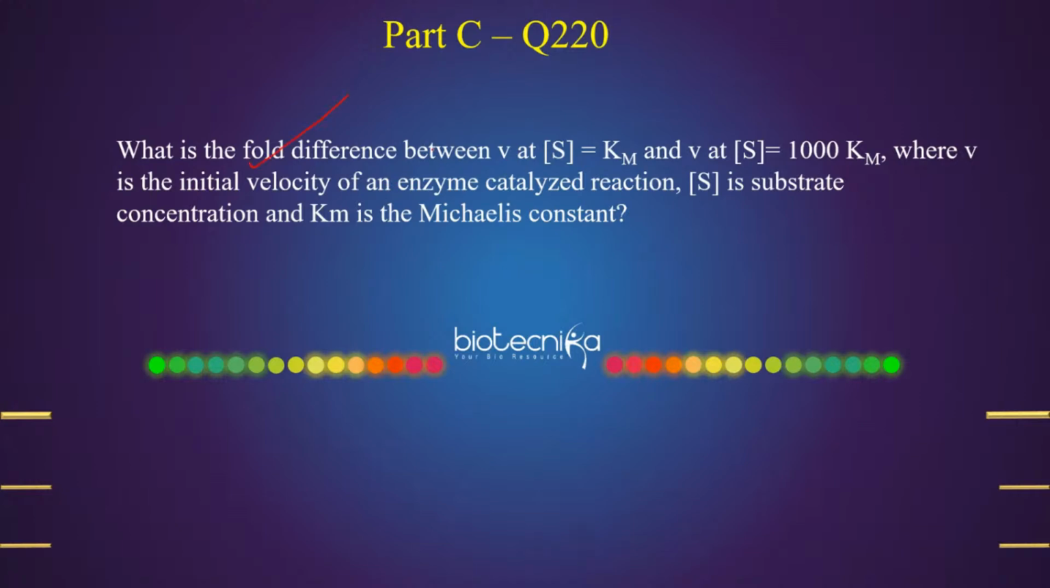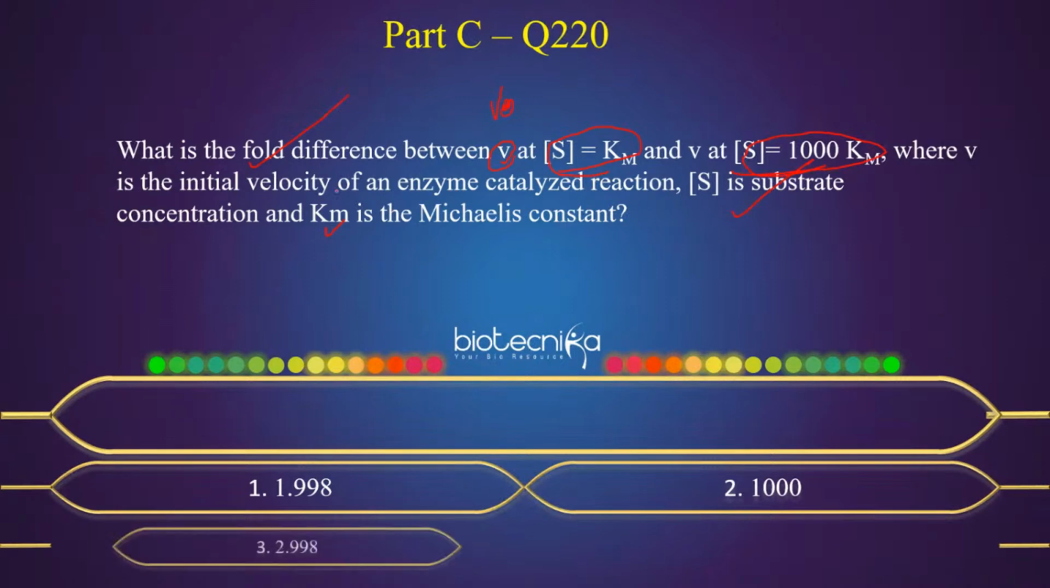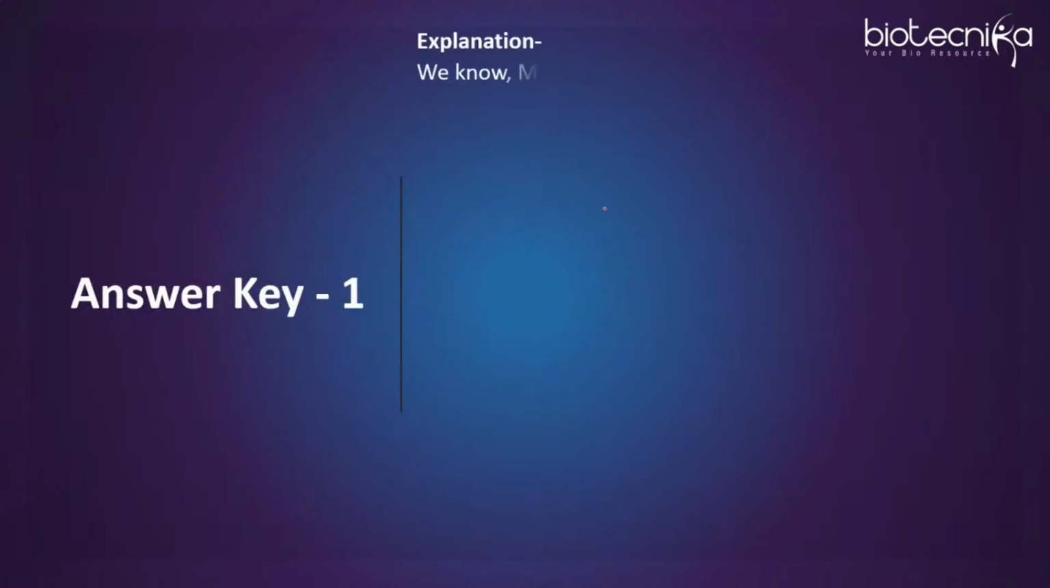You have to calculate the fold difference between the velocity. Initial velocity you have to find out at substrate equal to Km and at substrate equal to 1000 Km. They haven't given the Km value, so you have to assume something. Basically you have to find out the difference in the velocities. So what you will do? Separately, you have to substitute in Michaelis Menten equation, right? So here also answer was option 1.